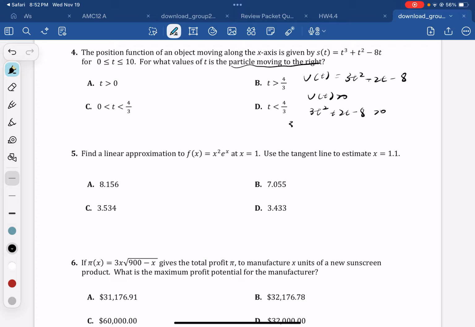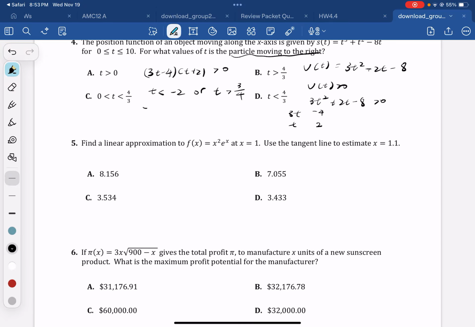And we factor it. It's 3t, 2, negative 4. So we get (3t minus 4) times (t plus 2), and it should be greater than 0. So we solve this inequality. Basically, it's greater than 0, so it goes to both sides. So the solution should be t less than negative 2 or t greater than 4/3.